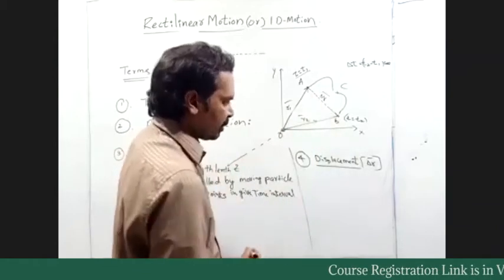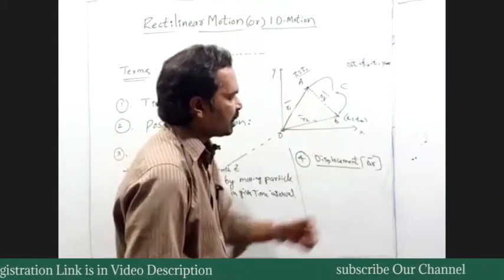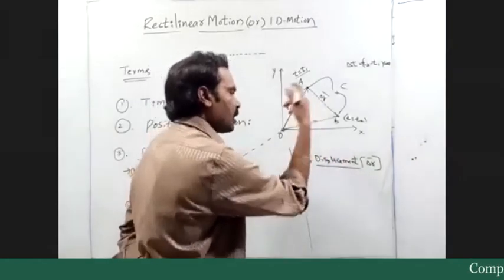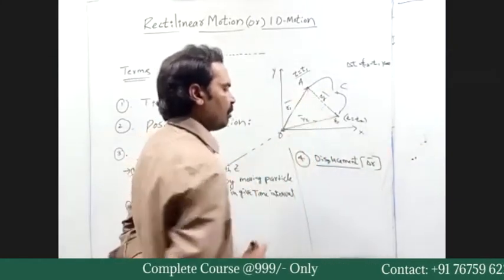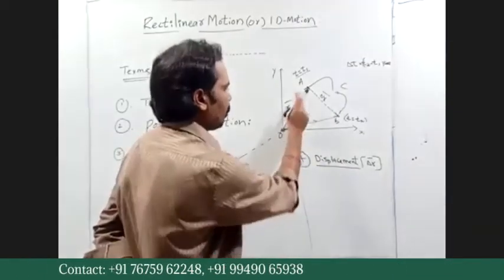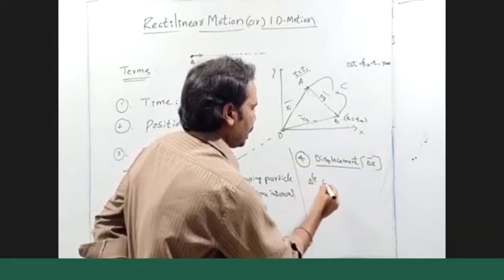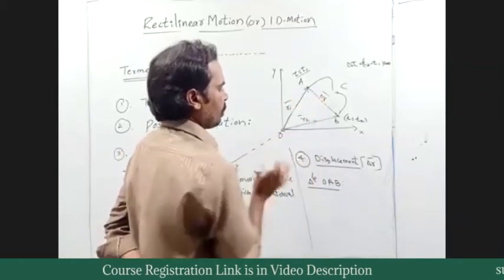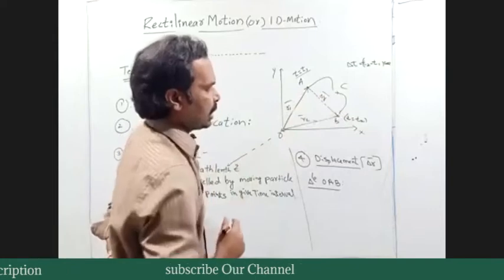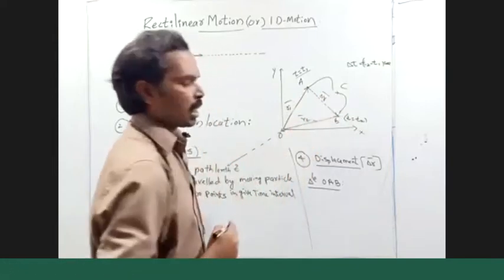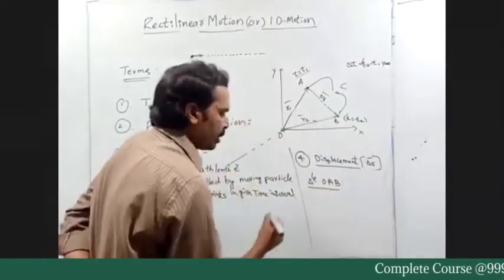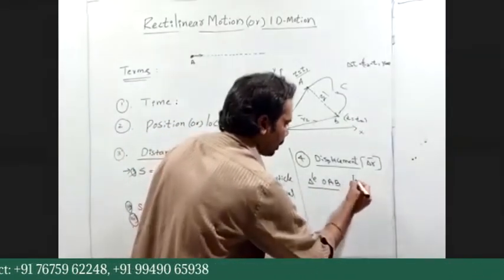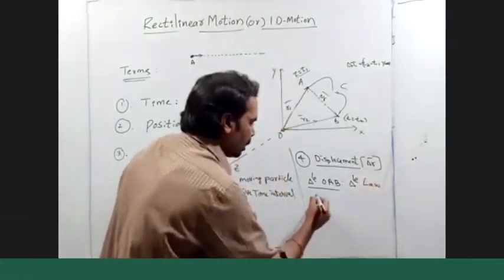From this diagram, I want to define the displacement of the moving particle when it is going from A to B. I am using the triangle OAB. In triangle OAB, OA indicates r1 bar, AB indicates delta r bar, and OB indicates r2 bar. So for triangle OAB, we apply the triangle law of vector addition.